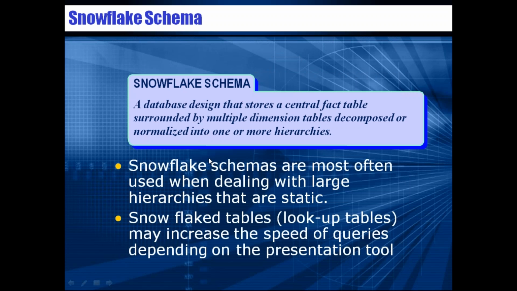And coming to the snowflake, it is a database design that stores a central fact table surrounded by multiple dimension tables decomposed or normalized into one or more hierarchies. So here it is almost the same as the star schema, but the difference is the dimension tables are not denormalized tables, but they are split, or normalized, into some smaller tables.